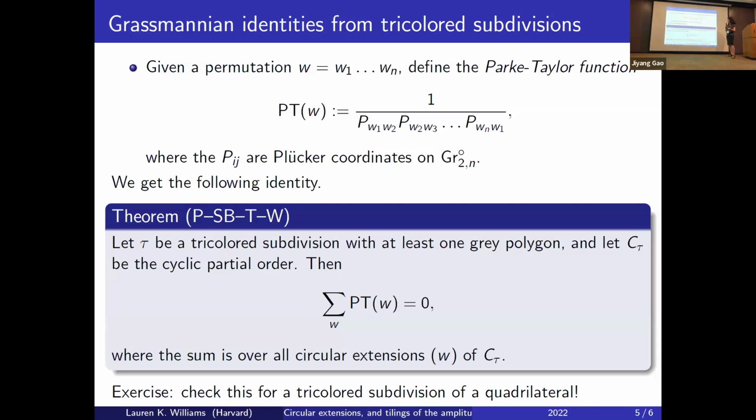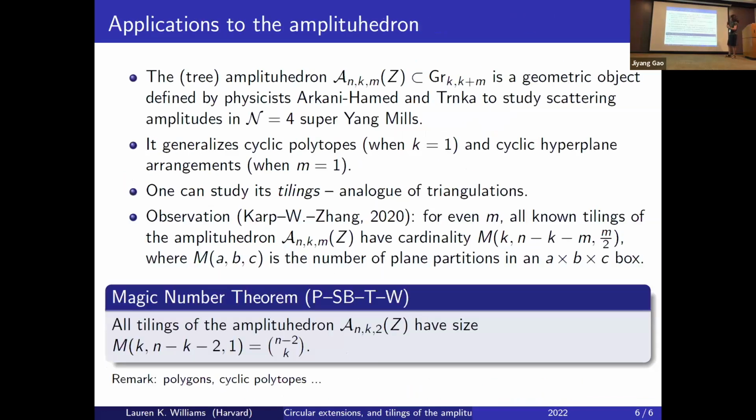So it's a fun exercise to check that this works, like for a tricolored subdivision of a quadrilateral. Just take a quadrilateral, put one gray triangle and one, say, black triangle, and check it works.